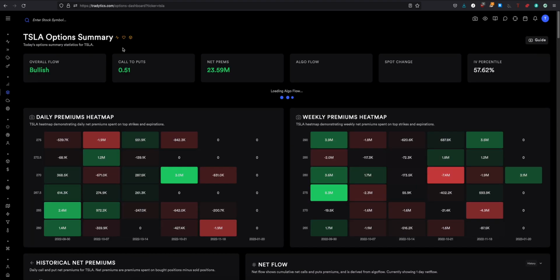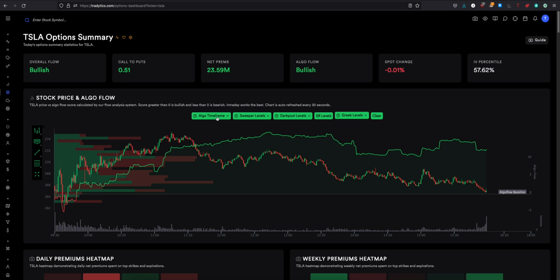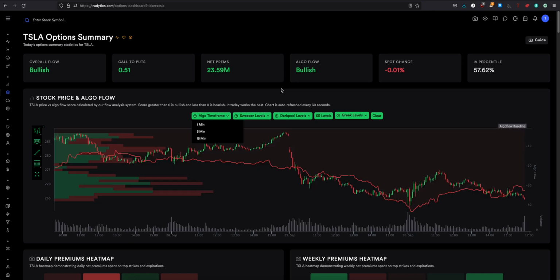Let's check out Tesla. And let's go to the 5 day time frame, because we're going to go back in history here and look at some things. As you can see, sometimes it takes a second to load. But Tesla, it's been pretty bearish lately, right? And let's look back here in this area.